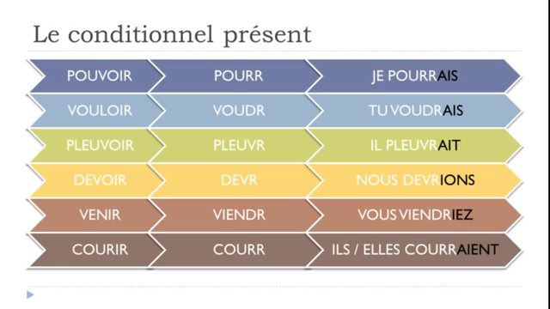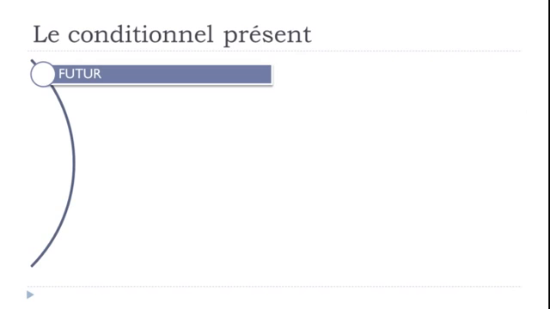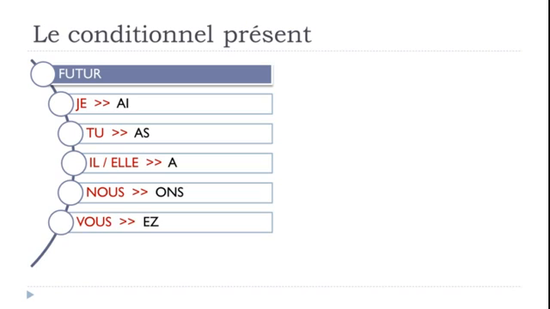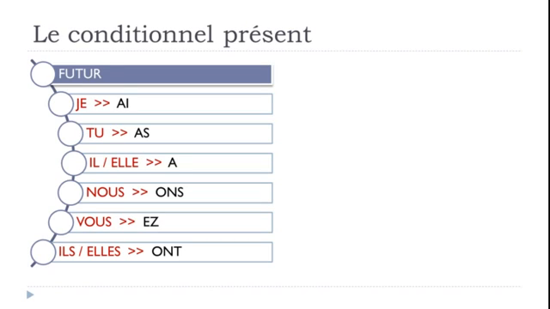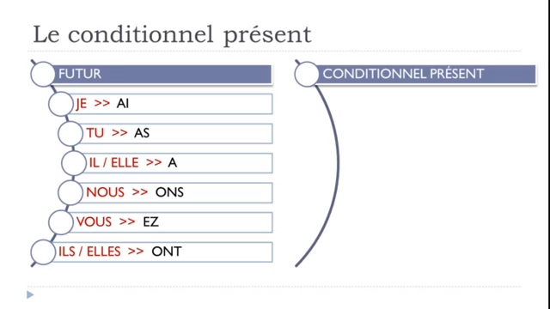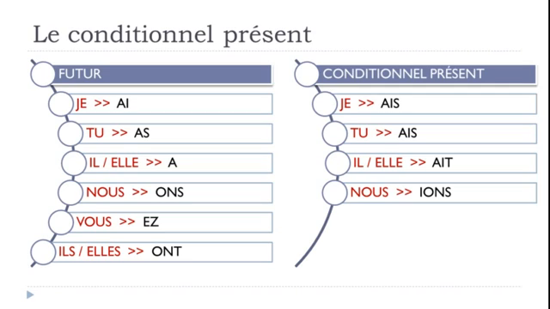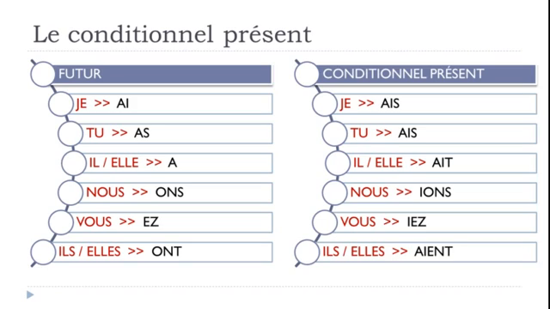All right, so it was the first thing regarding the conditionnel présent, and then as I said regarding the fact that it's quite close to the future, the important thing is to remember that the endings for the future are AI, AS, A, ONS, EZ, ONT. Okay, but then for the conditionnel présent, if you remember them, it was AIS, AIS, AIT, IONS, IEZ, AIENT.